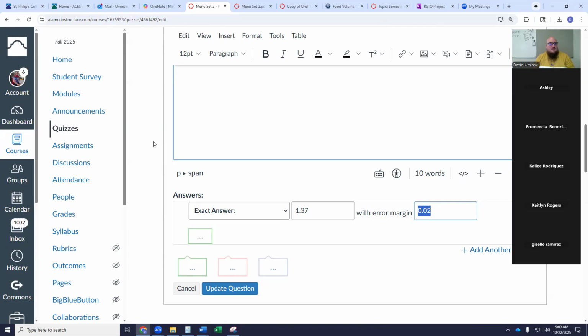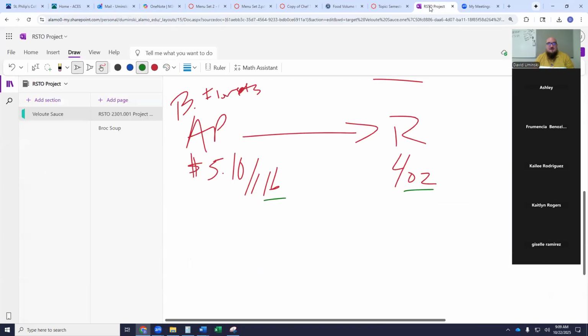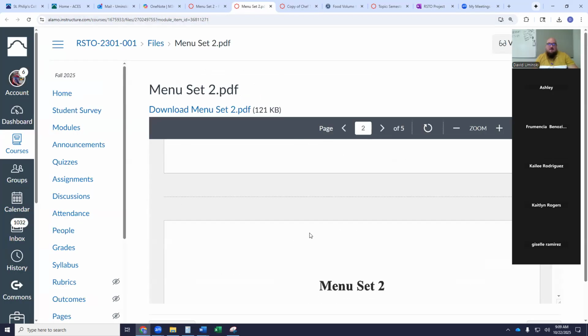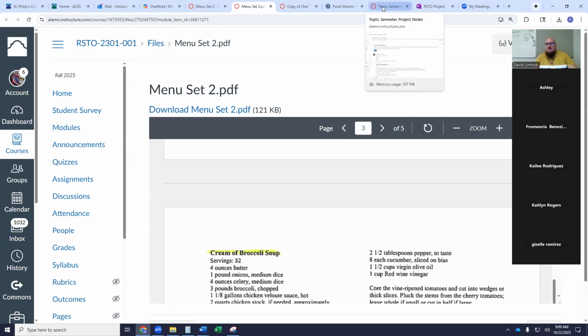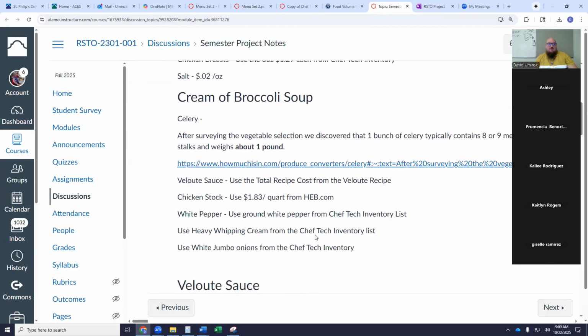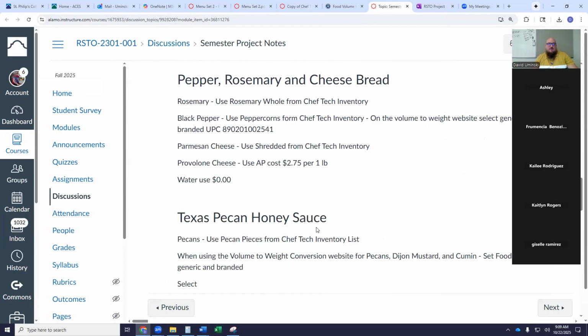Yes, for the cheese bread, the black pepper, for the seasonings, are we supposed to use the ones in the recipe that are the ground black peppers? Let's take a look at the menu. Peppercorns, sorry. I think it is. Let's look at the semester project notes. So for the black pepper, we want to use the peppercorns from the Chef Tech inventory.